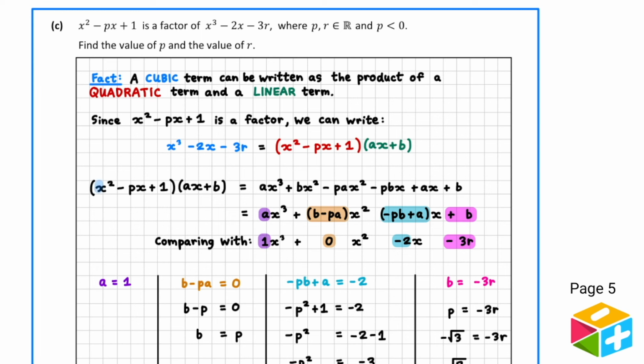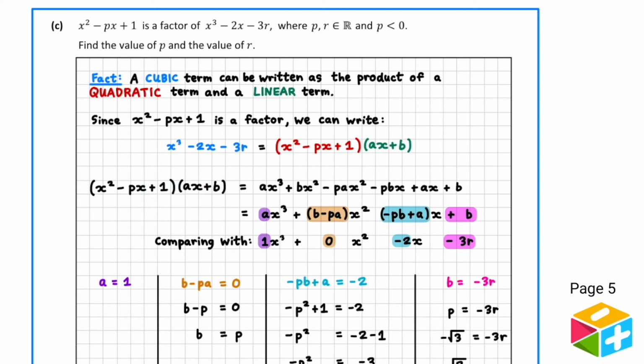The brackets multiply as follows. x squared times ax is ax cubed. x squared times b is bx squared. Minus px by ax is minus pax squared, and minus px times b is minus pbx. 1 times ax is ax, and 1 times b is b.